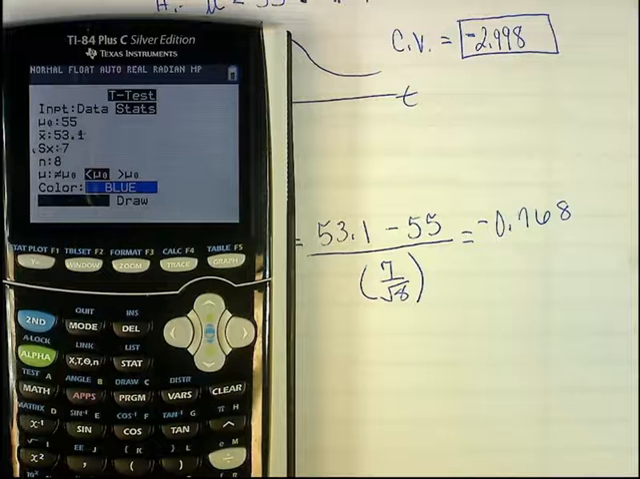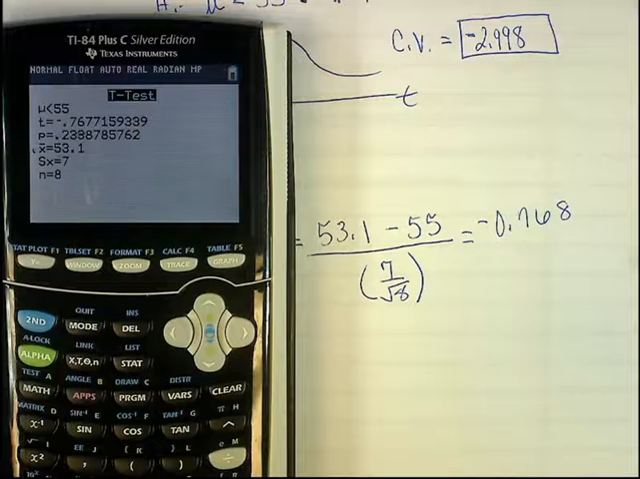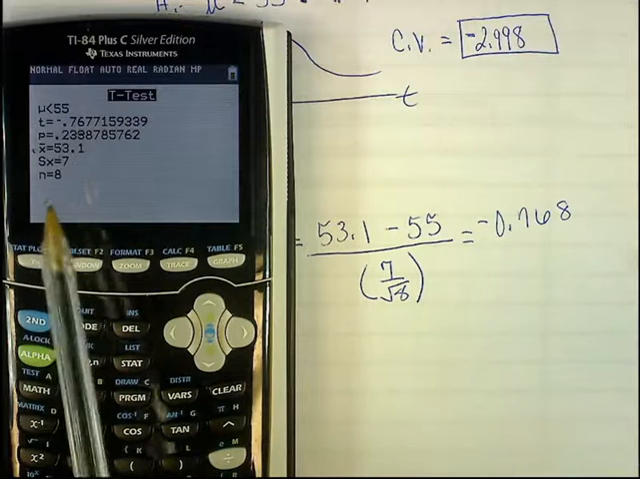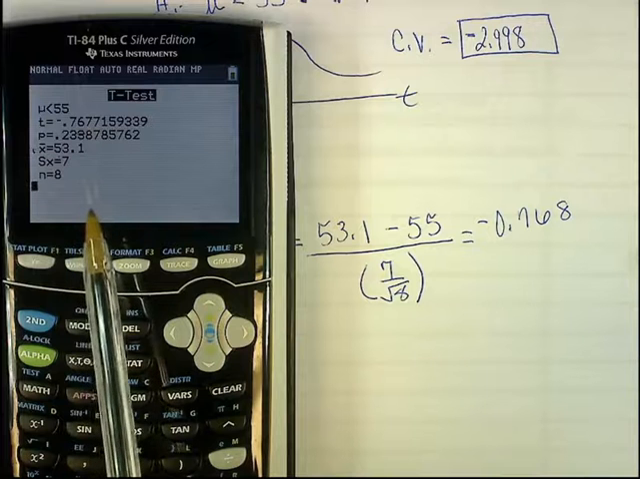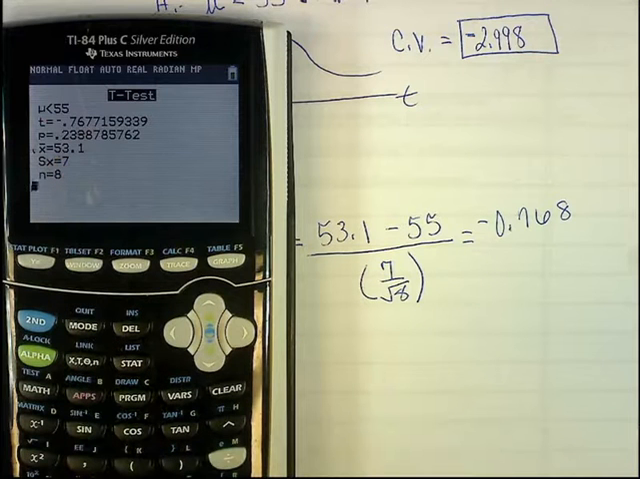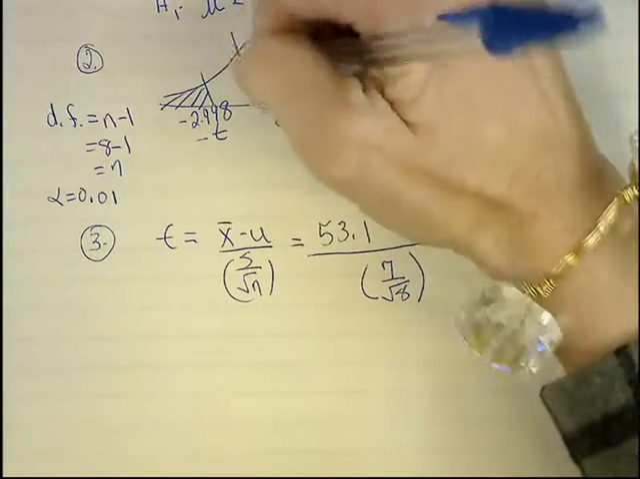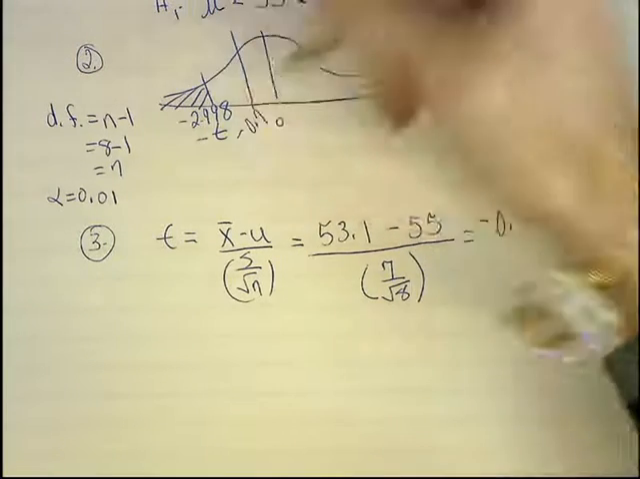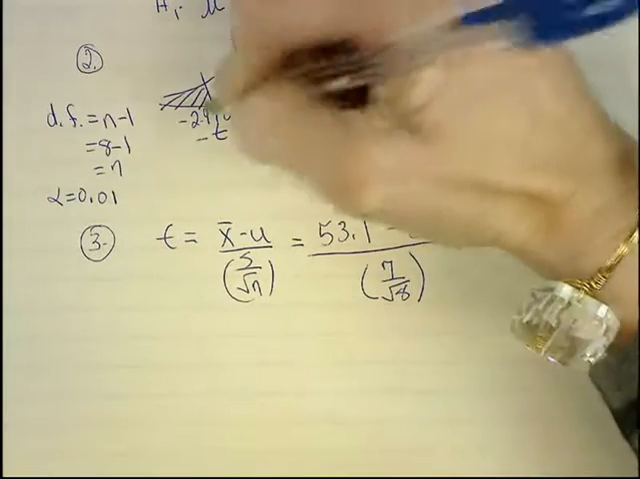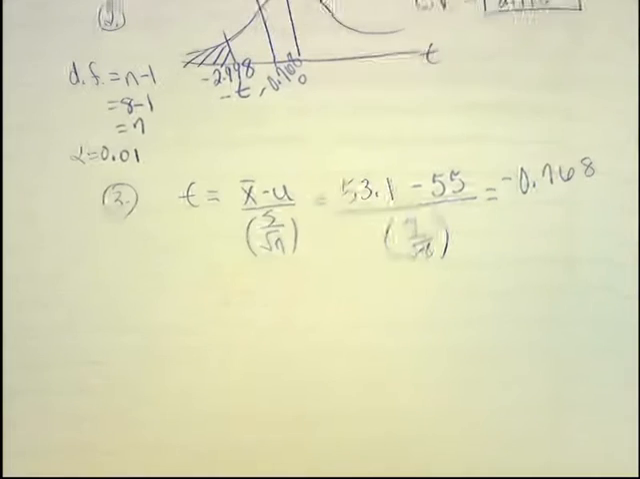Enter. The test statistic is negative 0.768, and your p-value is 0.2339 specifically. Put your test statistic in the picture. Negative 0.768 is larger than negative 2.998.